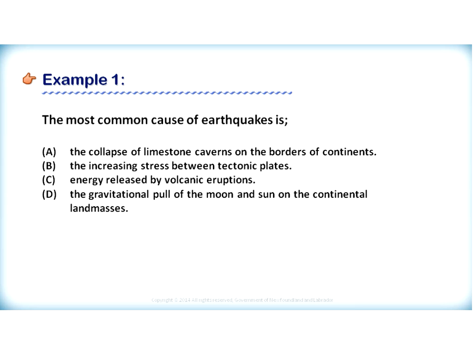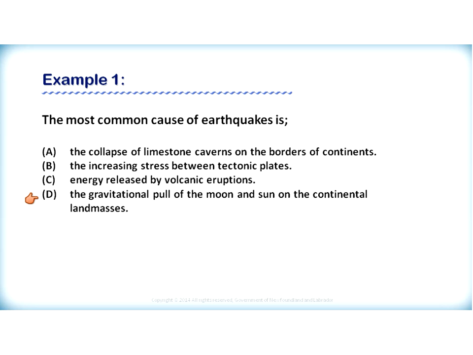Example number 1 reads, the most common cause of earthquakes is: Choice A, collapse of limestone caverns on the borders of continents. Choice B, the increasing stress between tectonic plates. Choice C, energy released by volcanic eruptions. And choice D, the gravitational pull of the moon and sun on the continental landmasses.